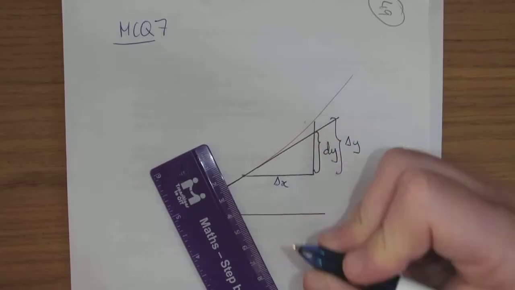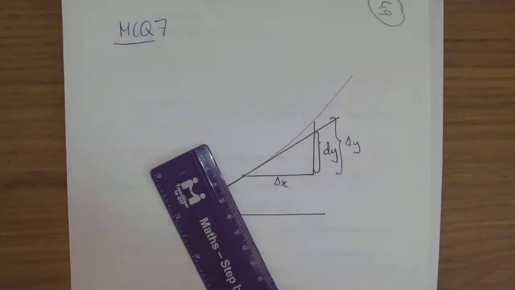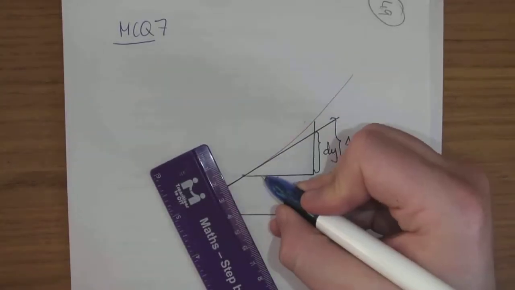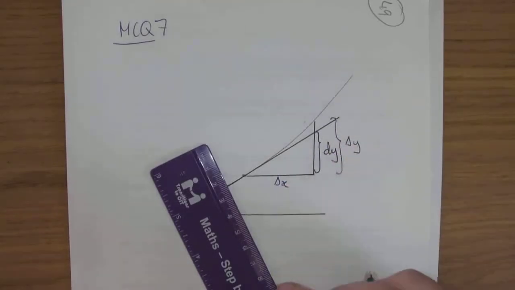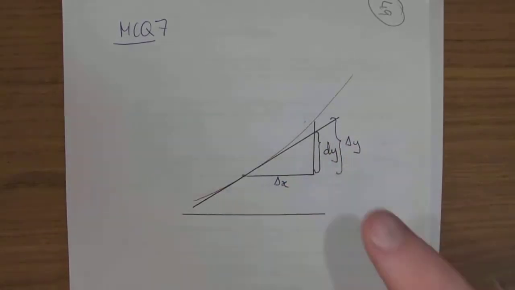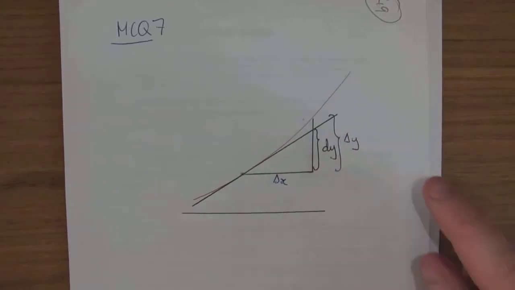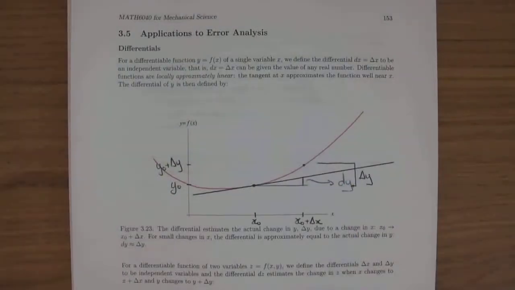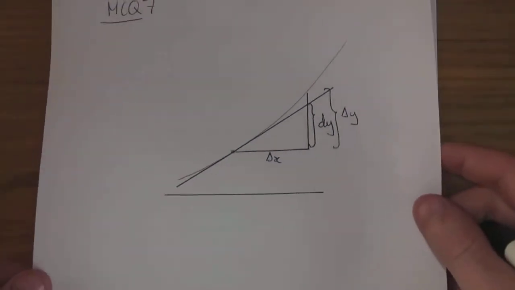And when delta x is smaller, these two things are closer together. In fact, when delta x is as small as this, these are very close together. So this differential is an approximation of the actual change in y. This picture is a bit of a disaster, so maybe your picture looks a bit more like this.